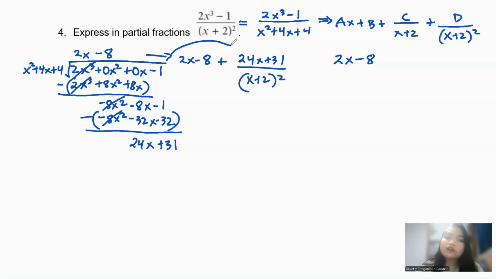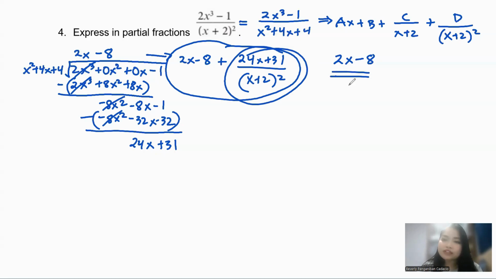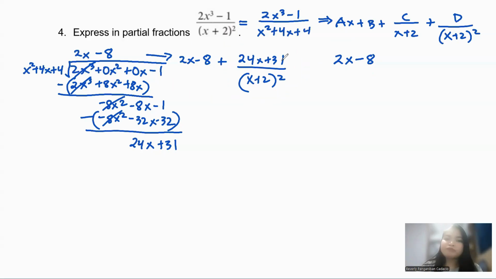And actually, you are halfway here. Because it's not fully separated, what you need to do is to focus now here. Since you already have this ax plus b, can you just focus here and do partial fractions there? Yes, you can, for you to get your C and D. Okay, just be careful in lettering.